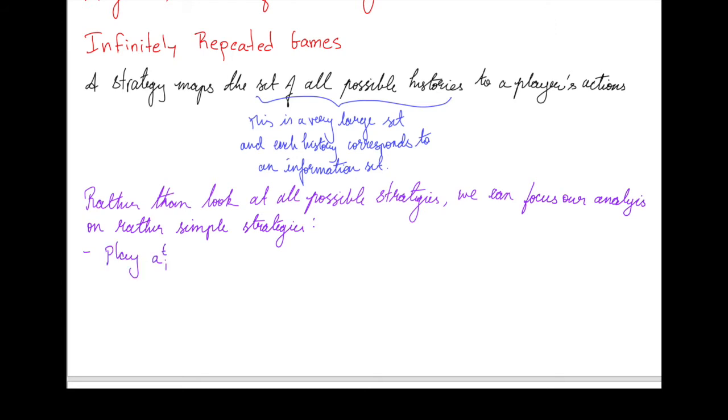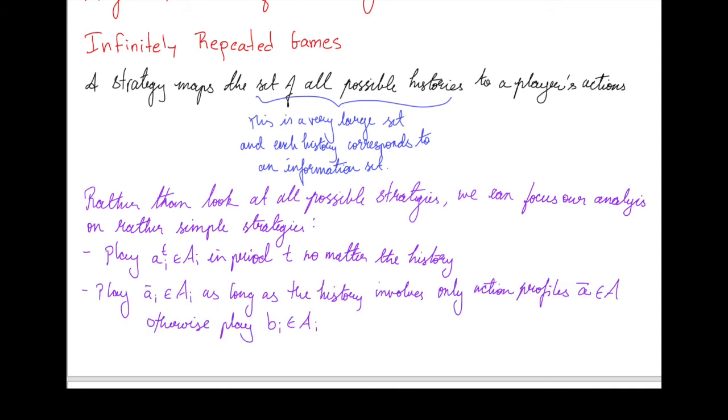One example of such a simple strategy is for each period t to designate an action for player i and say, play that action in period t. And you do that no matter what the history is. So by ignoring the history, you can simplify the strategy. The complicated strategies are ones where you are history dependent.